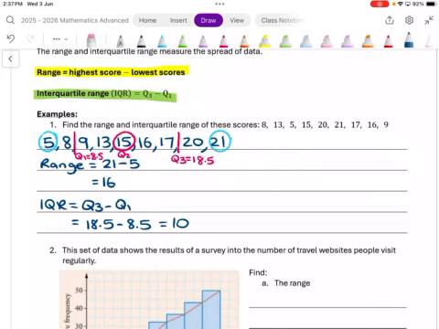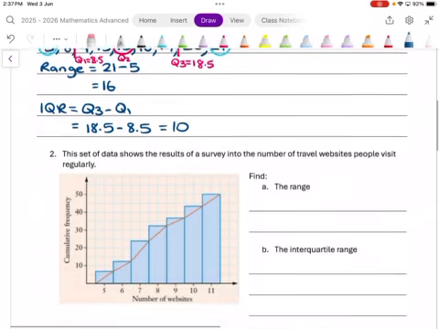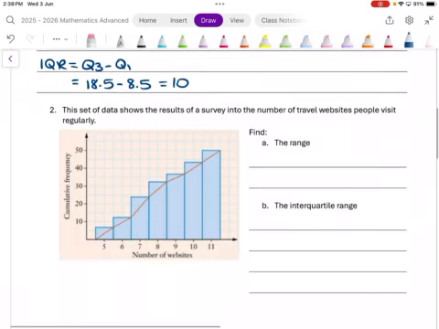Cool, that's right. Pretty straightforward, hopefully. Okay, the next one we have, the data shows the results of a survey into the number of travel websites people visit regularly. We want to find the range. So our range is our maximum score minus our minimum score. So our range is equal to 11 minus 5, which is 6.